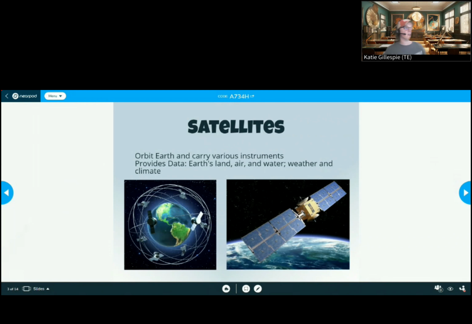So they send data about Earth, right? Talking about hurricanes and things like that. They also send data about what's happening in space, what's happening with distant stars.